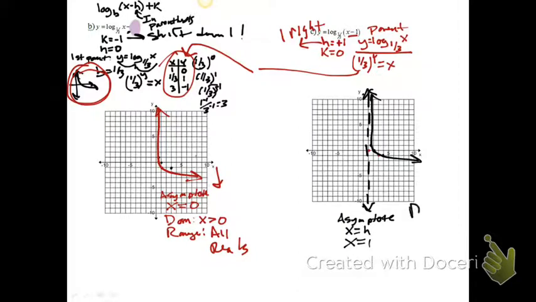So our domain has been affected. Our domain now is all x values to the right of that asymptote, which is x values greater than 1. And the range is going to still be all real.